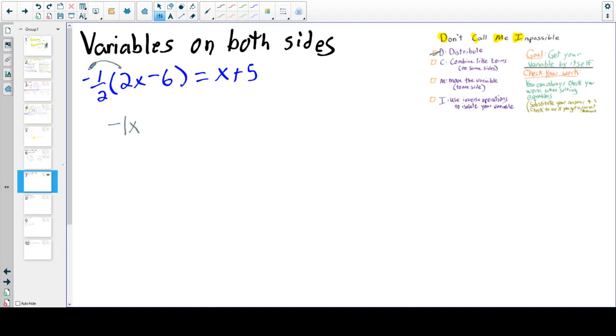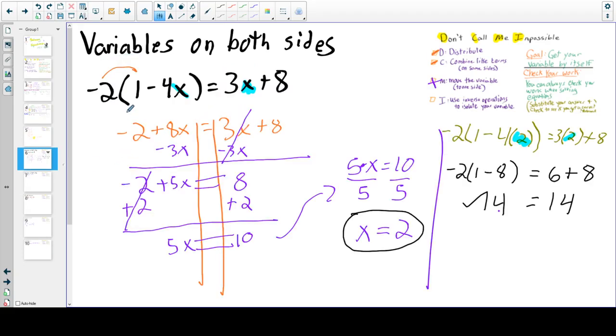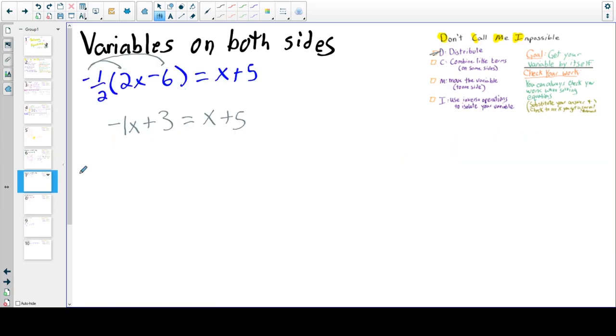Negative 1/2 times negative 6. A negative times a negative is a positive. 6 times 1/2 is 3. And we're left with x plus 5. If you notice, we're right now at this step. Can I combine like terms? There's nothing to combine here. Nothing to combine here. So I'm done with this.